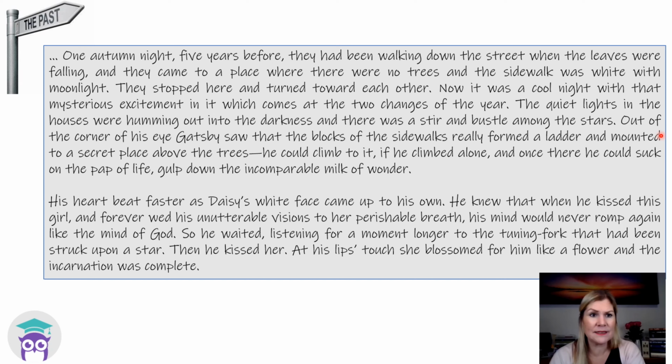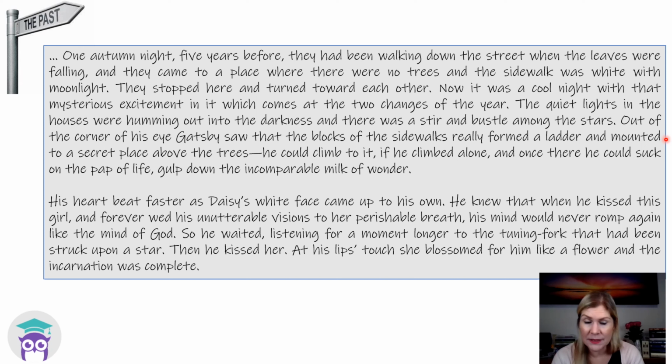The quiet lights in the house were humming out into the darkness, and there was a stir and bustle among the stars. Note the onomatopoeia and this sort of rustling, sibilant sound, suggesting that the stars are almost talking about this moment. This moment is fated in some way. Out of the corner of his eye, Gatsby saw that the blocks of the sidewalks really formed a ladder and mounted to a secret place above the trees.